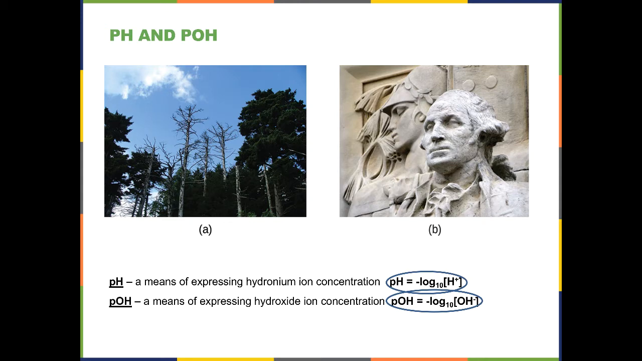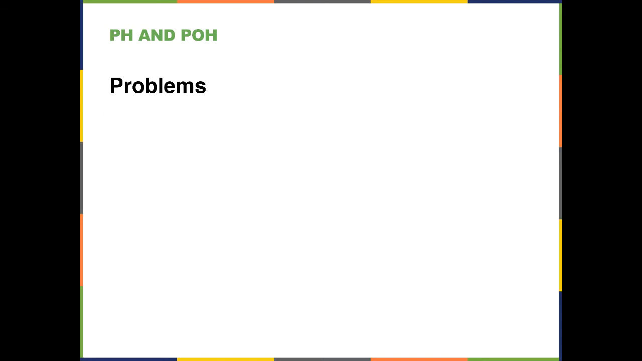Well, if you put 1 times 10 to the minus 7 in there, the log base 10 of 1 times 10 to the minus 7 is minus 7. And then the negative of that is plus 7. That's exactly how you do it: you put the concentration in there, take the log to the base 10 of that concentration, and then the negative of that is the pH or the pOH, depending on which one you're measuring. So let's do a couple of problems looking at this.